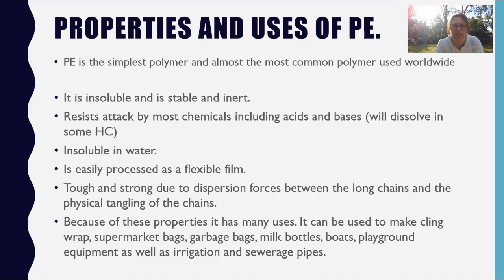Looking at the second part of our dot points: what are their properties and what are their uses. Polyethylene is the simplest polymer we have, and it's the most common one. Some of its properties are that it is insoluble, which is a good thing because it often contains water and liquids. It's stable, which is also good, and inert in that it doesn't react with a lot of the things around us, which is also good because it's used as a container for many things. It resists attack by chemicals, including acids and bases. If you think of polyethylene as your cling wrap, it can be easily processed as a flexible thin film.